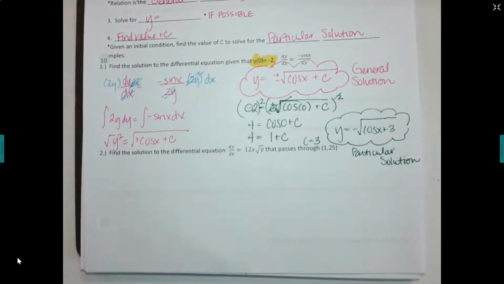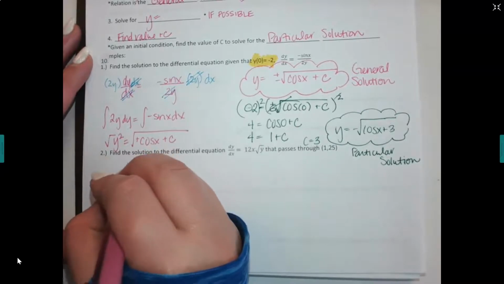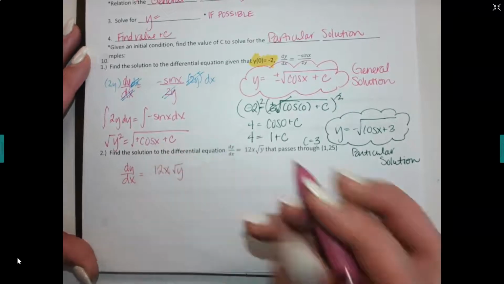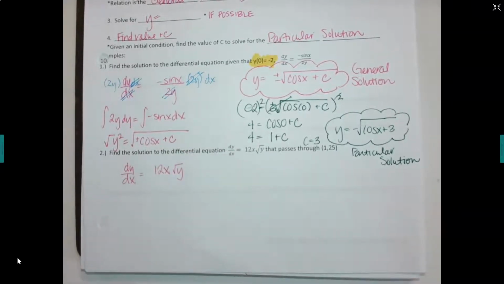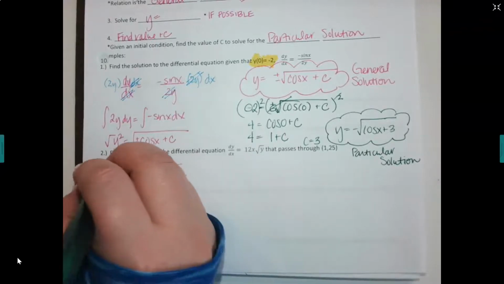Next one, so I have find the solution to the differential equation, dy dx equals 12x square root y. Okay, first question, how is my separable differential equation set up? Is it x stuff divided by y stuff or x stuff multiplied by y stuff? Okay, this is an example of a separable differential equation separated by multiplication. So if it's separated by multiplication, I'm going to separate it to sides by division.